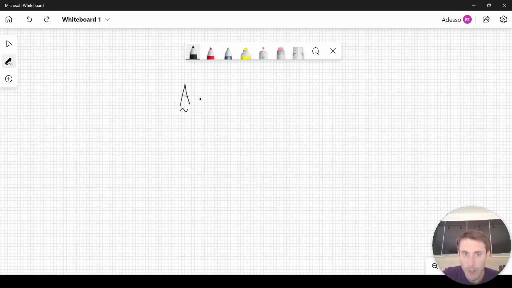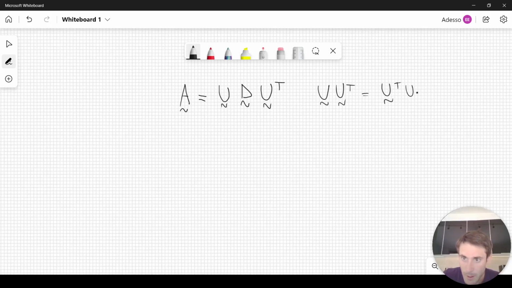So we want to prove essentially the following theorem, that A, this n by n real symmetric matrix, can be written like this: a matrix U times a diagonal matrix D, and here we have U transpose, and this product is equal to A, where U is an orthogonal matrix, so U transpose U is equal to the identity matrix.